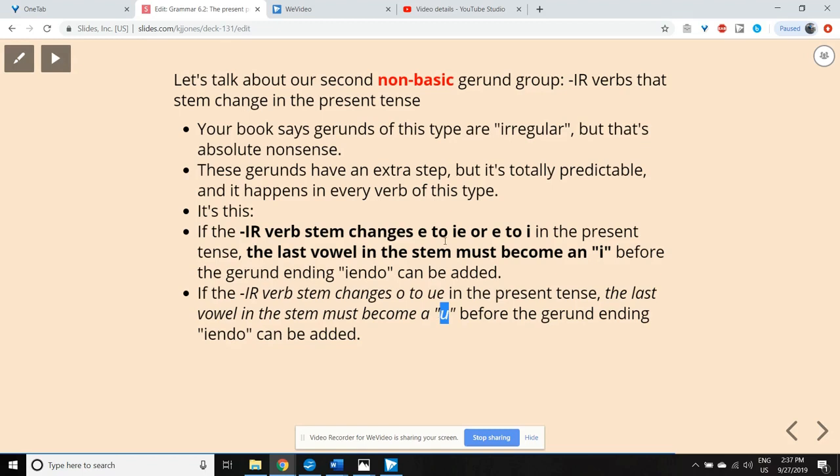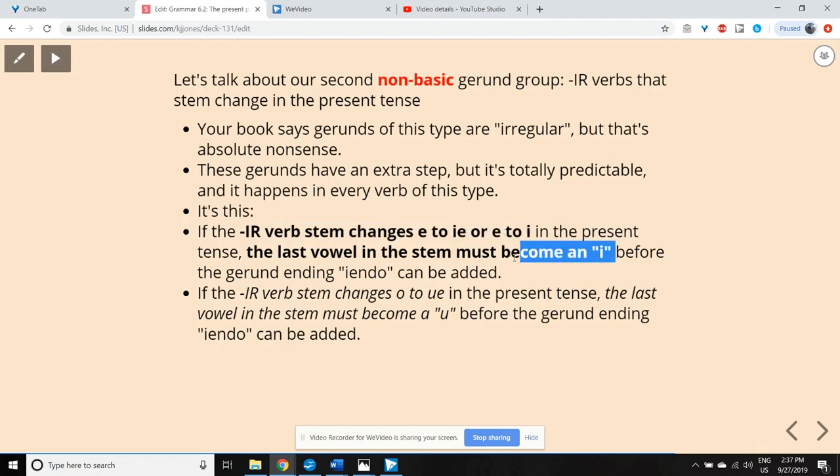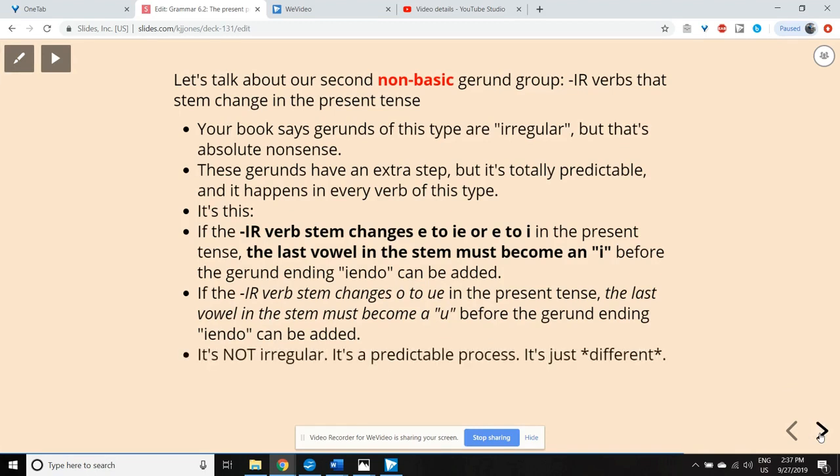So if the IR verb stem changes E to IE or E to I in the present tense, the last vowel in the stem, which will be an E, has to become an I, okay? If the IR verb stem changes O to UE in the present tense, when you are making the gerund, you change the last O in the stem to a U before you add the IENDO to that stem, okay, to make the gerund. It's not irregular. It's a predictable process. It repeats. It's just different. That's not irregularity.